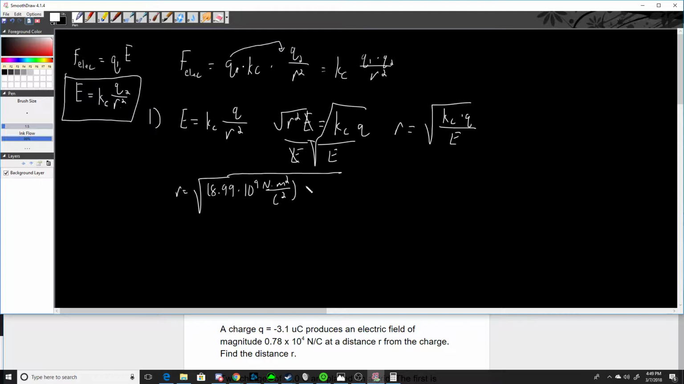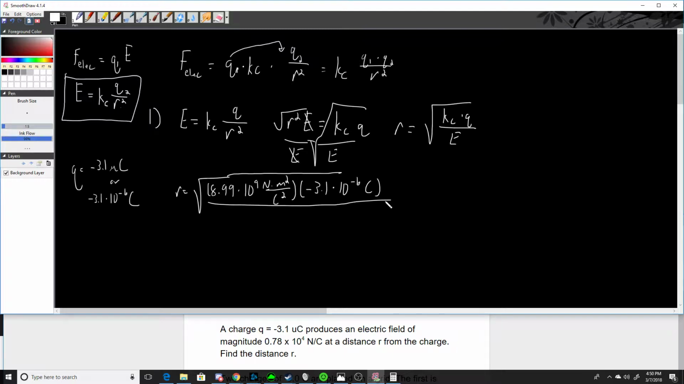Keep that going over. That's times the charge that I'm working with. So in this case, microcoulombs. I think I might have mixed this up in the last episode, but Q is equal to negative 3.1 microcoulombs, or negative 3.1 times 10 raised to the negative 6 coulombs. And since my Coulomb's constant is in coulombs, I've got to convert my charge over to coulombs as well. So negative 3.1 times 10 to the negative 6 coulombs.